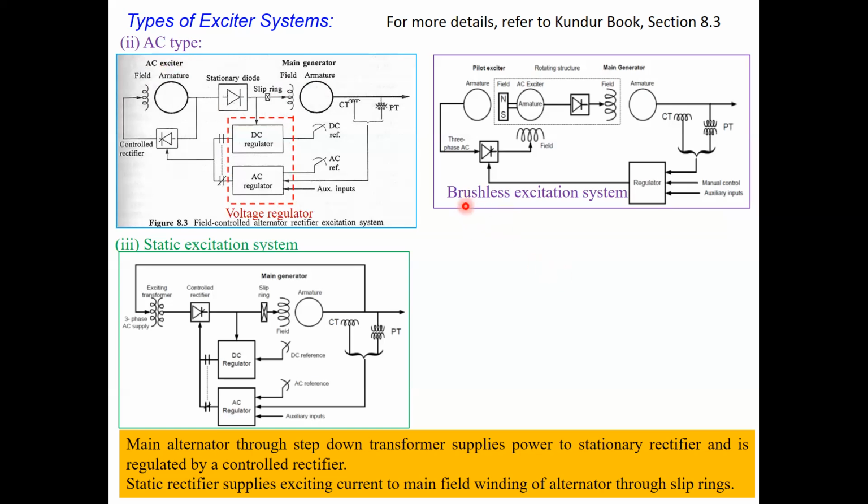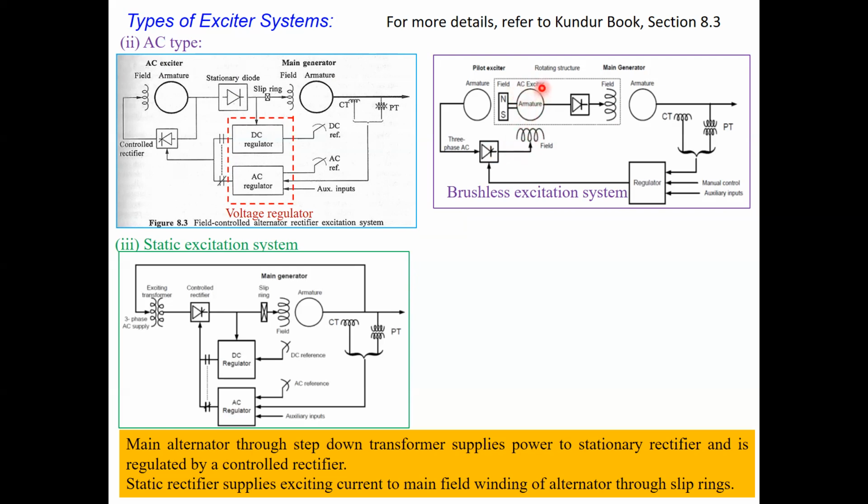Then we have another one, the brushless excitation system. So you have an armature, the main generator, and the field winding here. This is again a bridge circuit to supply the DC field current to the field winding. And here you can see that there is an AC exciter, right? That AC exciter will supply the field current, and its AC excitation is through another field circuit here.